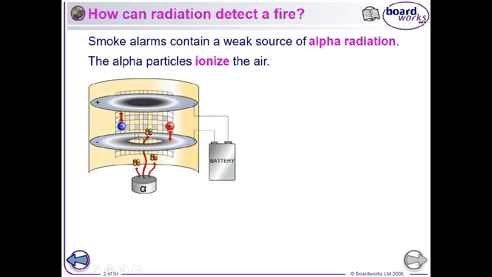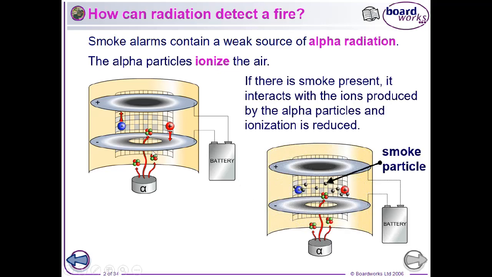Okay, so then when these air particles have been ionized, the electrons that have been knocked off are attracted to the top plate here, which is attached to the positive terminal of a battery. The positive ions, the atoms that have had electrons knocked off so that their charge is positive, are attracted to the bottom plate here, which is attached to the negative terminal of the battery.